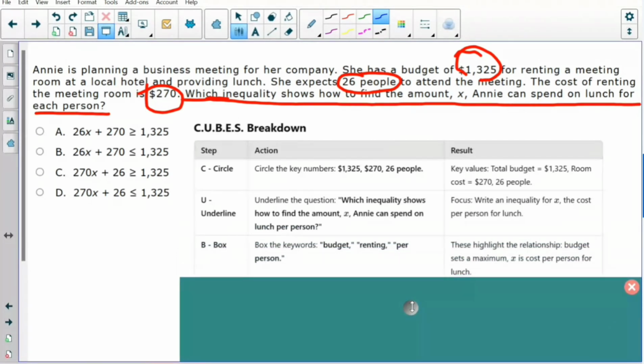So now I will move on to my B. My B says we should box the key words. What are the key words? I see budget. And what do you know about budget? If you have a budget, that's the maximum amount you can spend. So you can't spend more than $1,325. Another key word is renting. I know that's an expense she will need to pay. And I also see per person or each person. So these are some of the keywords.